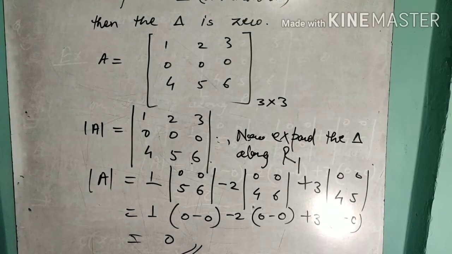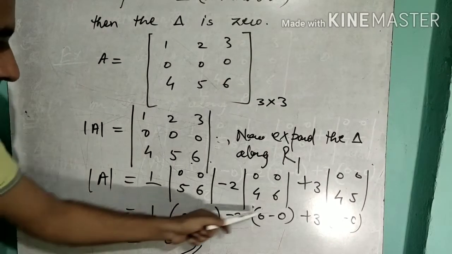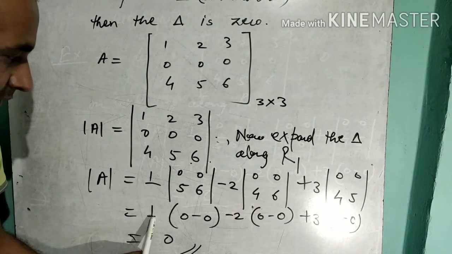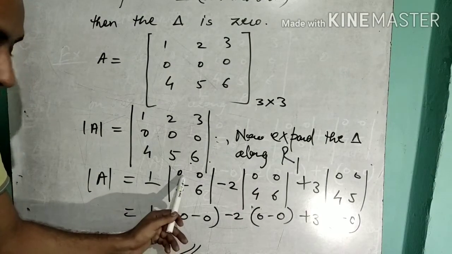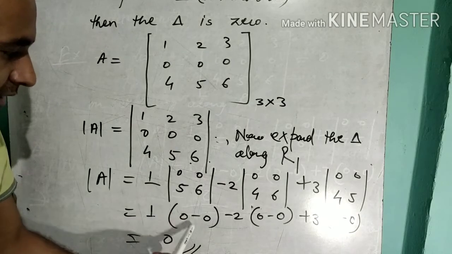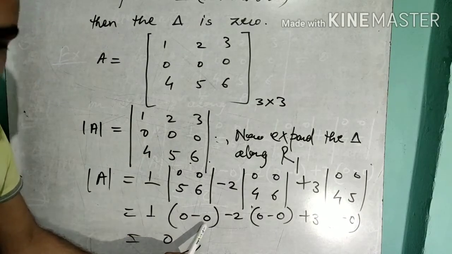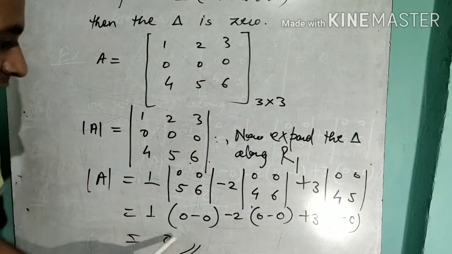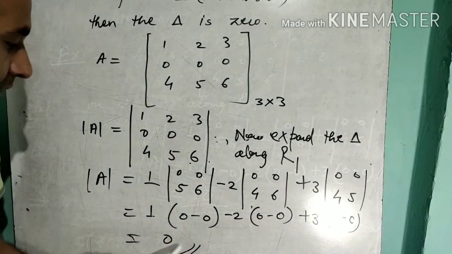Okay students, till here you can see, but here is an issue. I am taking 1 multiplied by 6 multiplied by 0, so this will be 0, and minus 5 multiplied by 0, so this will again be 0, and now we have taken the minus 2. Similarly we will do the same here, so the value of this determinant is 0.